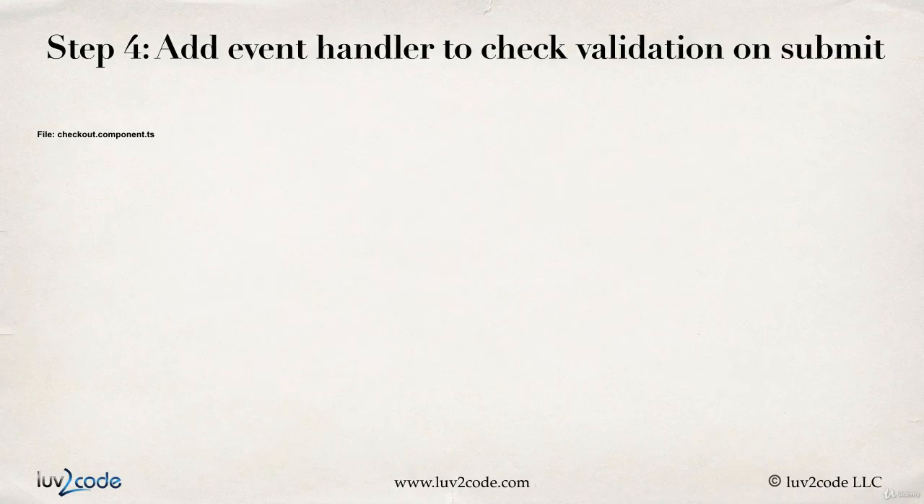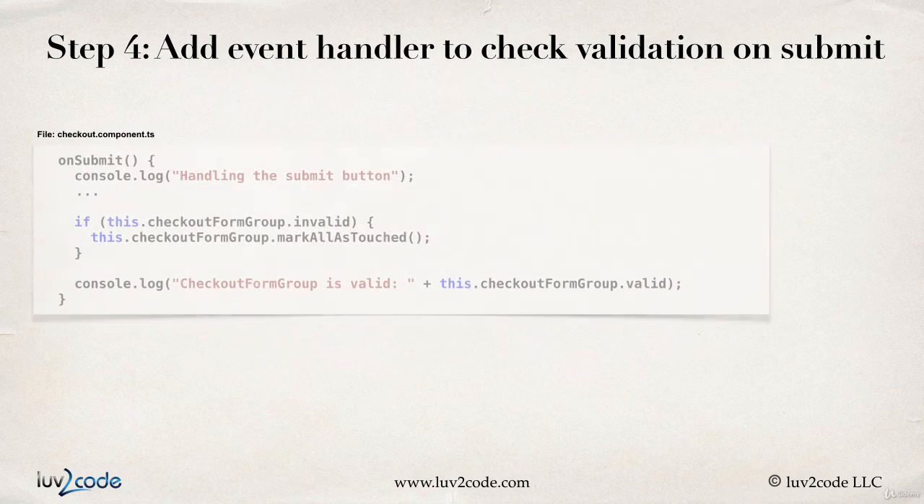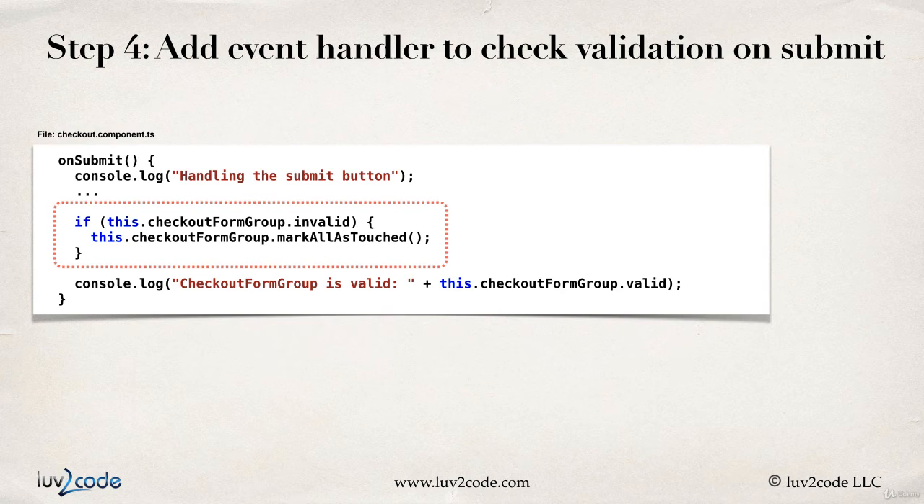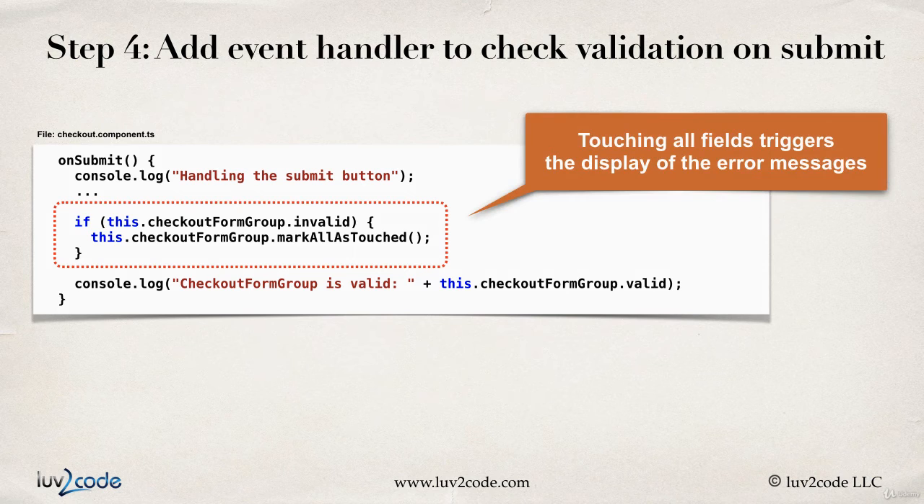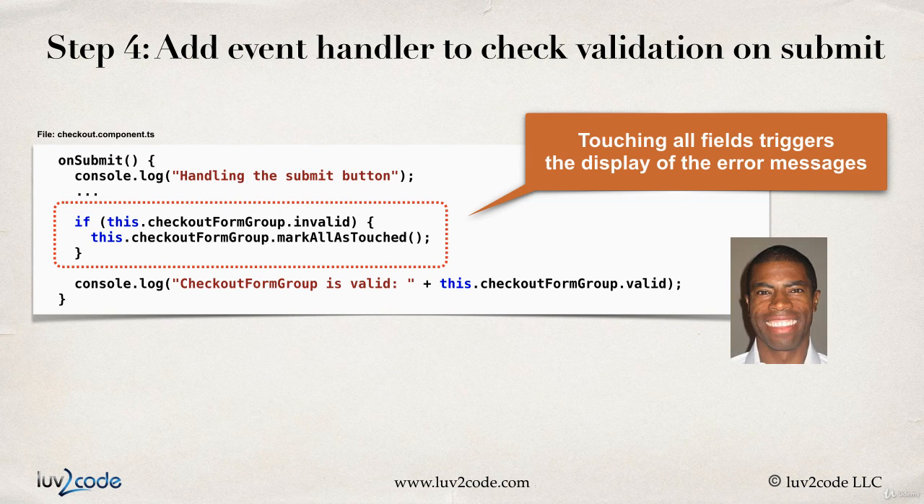Alrighty, so we're almost done. In step 4, I'm going to add the event handler to check the validation on submit. So in my on submit method, I basically make use of if this.checkoutFormGroup.invalid. Then in that case, I'll say checkoutFormGroup.markAllAsTouched. So by touching all the fields, this will actually trigger the display of the error messages on the actual screen. And that's basically it there for the form validation.